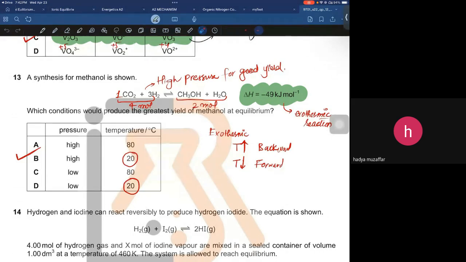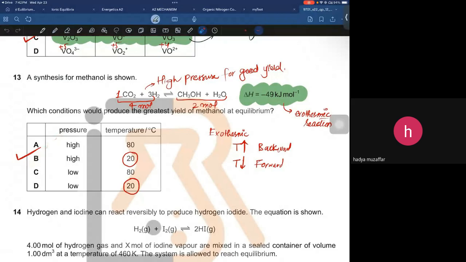And if you remember when we were discussing Le Chatelier, I told you that if you increase the temperature of an exothermic reaction, increasing temperature will shift the equilibrium to the left, right? So that's why option B is your correct option.